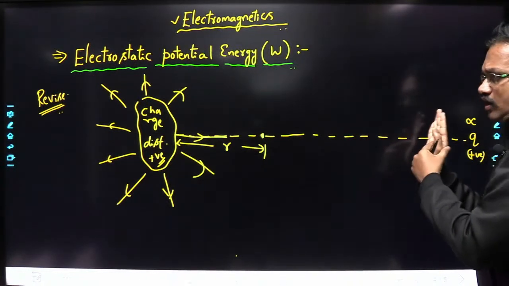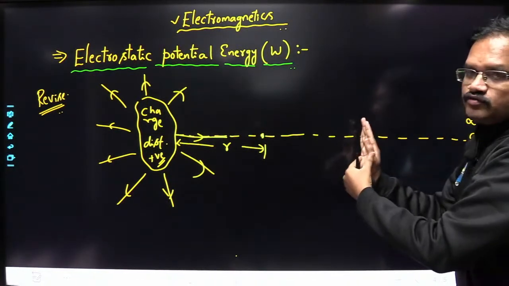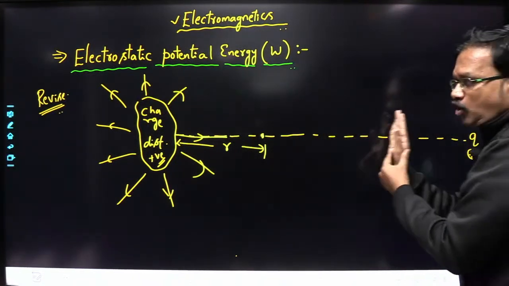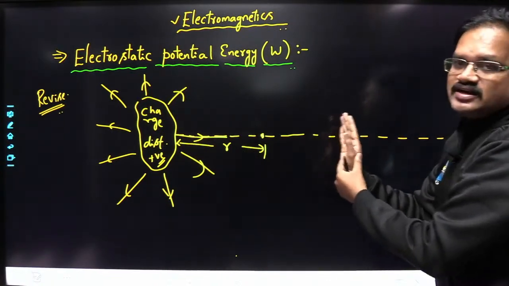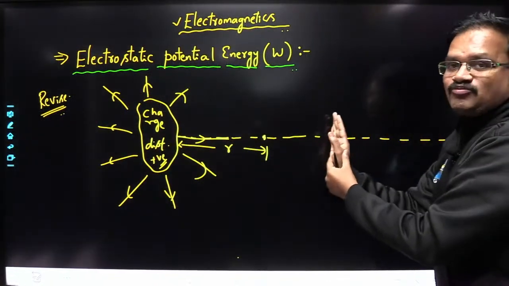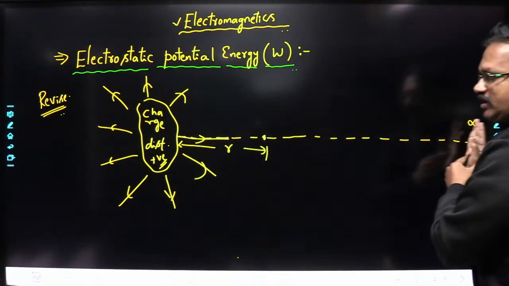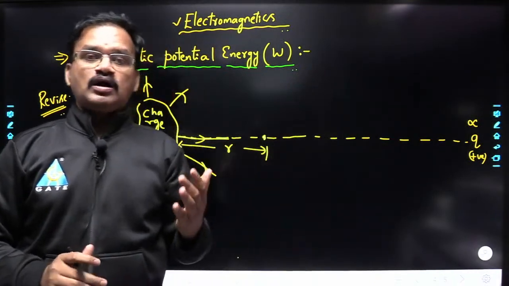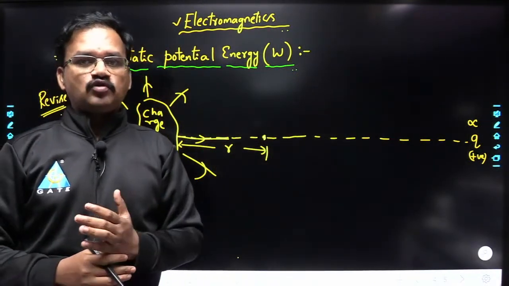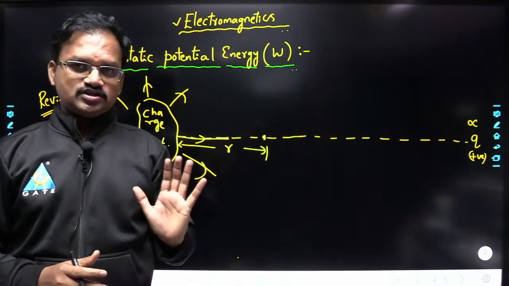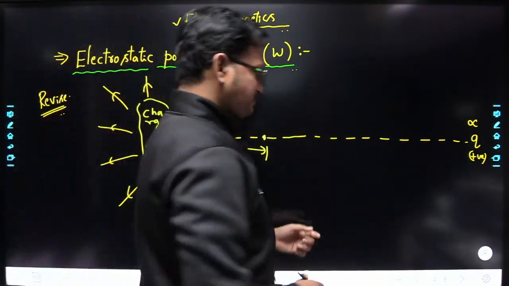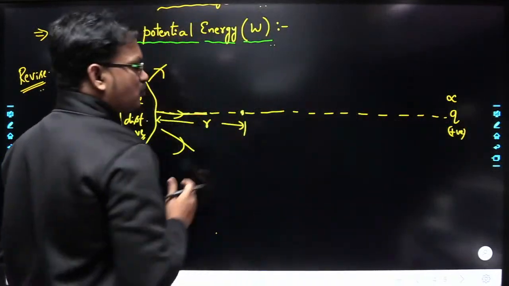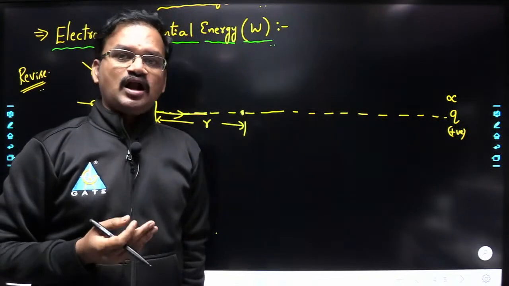Whenever I am moving this charge against the field force, I have to apply a force and move the charge. That means you have both force as well as displacement. That means you have to do some work in order to move the charge from infinity to this location. Whatever work you are doing here will be stored as potential energy. Understood? Okay.